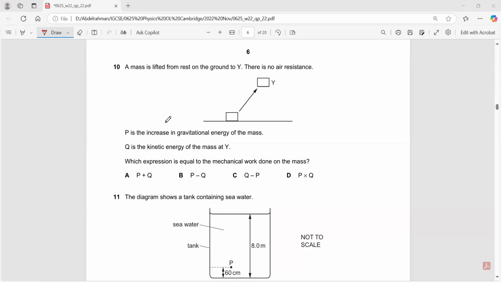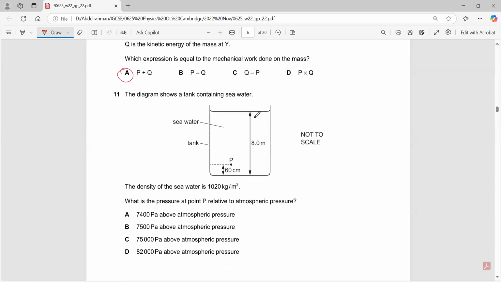As the object is moving upwards, it gains kinetic energy and gravitational potential energy, not just gravitational potential energy. He didn't say that it stopped at Y. It's still moving. So it still has kinetic energy and gravitational potential energy.